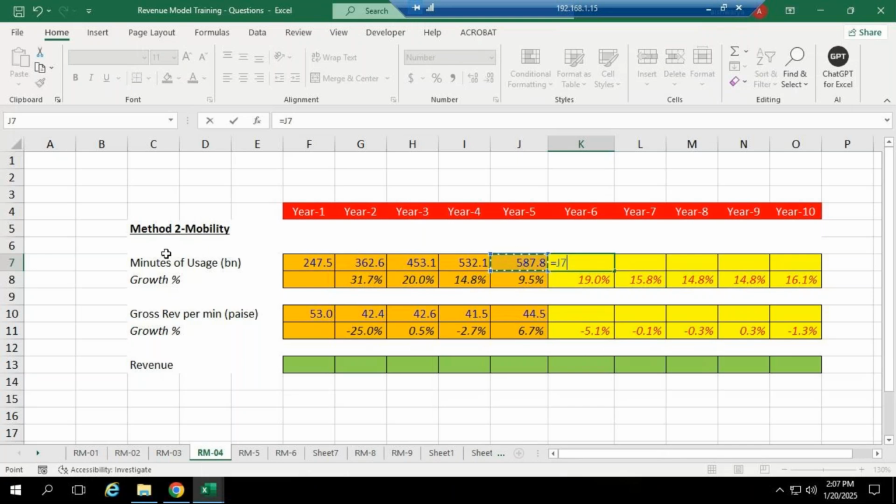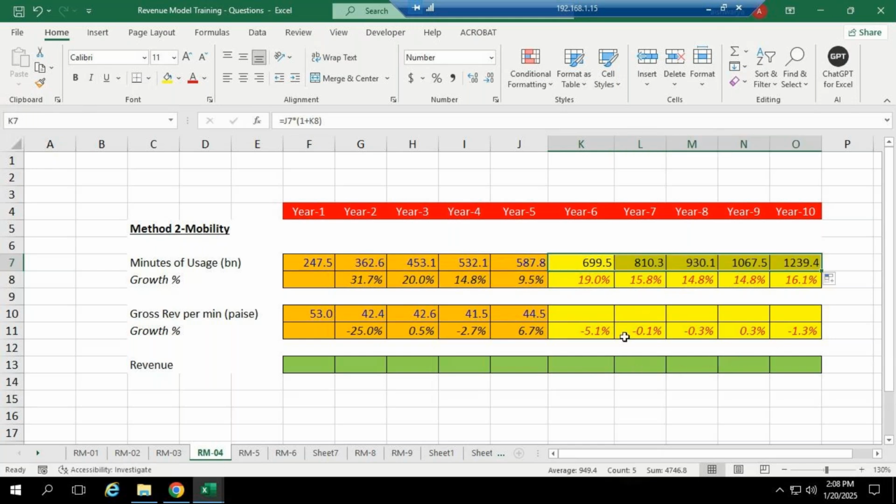So this is about the minutes we are using. So then into 1 plus this 19%. Now close the bracket and then press enter. That's all. Now again you have to drag it over here. See? Now we will be getting the minutes of usage in billion.